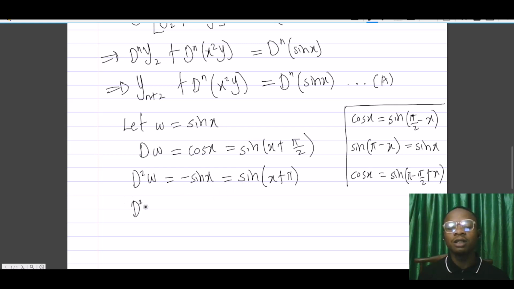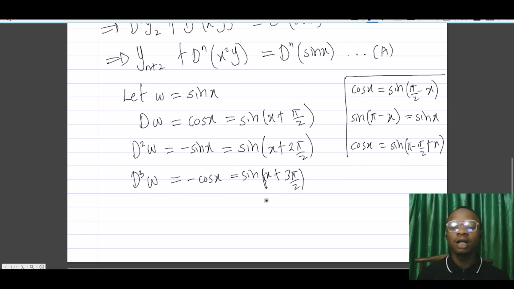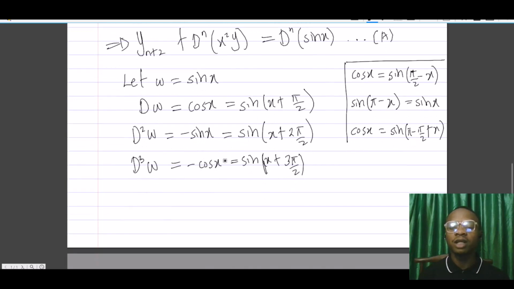And if we go further, the third derivative will be the derivative of minus sine x. The derivative of sine x is cos x, so this is basically going to be minus cos x, and this will be sine of x plus, so we can see this as 3 multiplied by pi over 2. Just to move towards that pattern as we proceed, we can write the previous one as 2 multiplied by pi over 2. That will give us pi, of course. This will be 3 multiplied by pi over 2 also. So this will give us that result that we need for minus cos x.